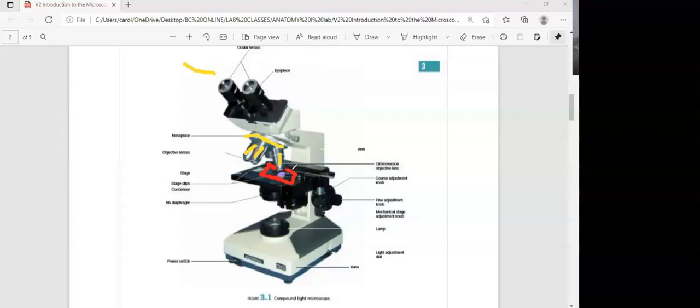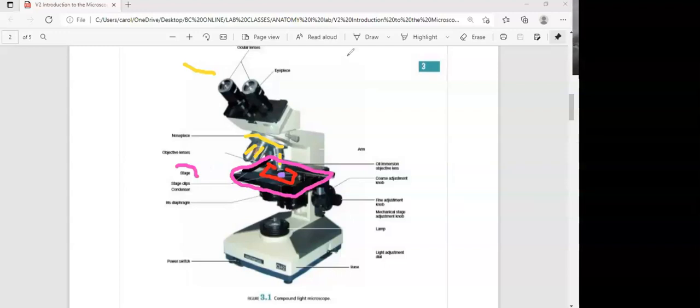Now, this is not in the air. Obviously it's going to sit in this plate right here. This plate is going to be called the stage, which is what you have right here. The stage is this plate where you actually put the slide so you can actually see it.